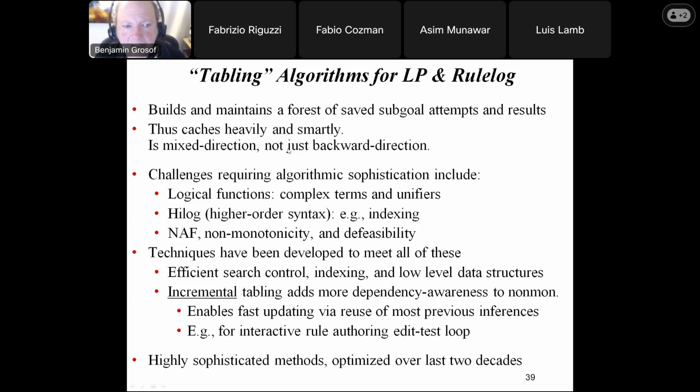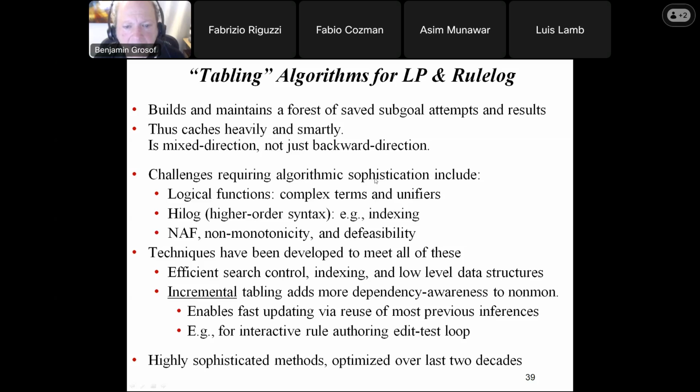So it's mixed direction because it brings in some forward direction reasoning in addition to backward direction, and it caches in a smart way. And these algorithms are pretty efficient, including in their low-level data structures and indexing and so on.